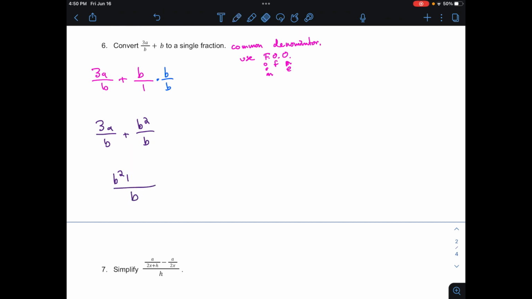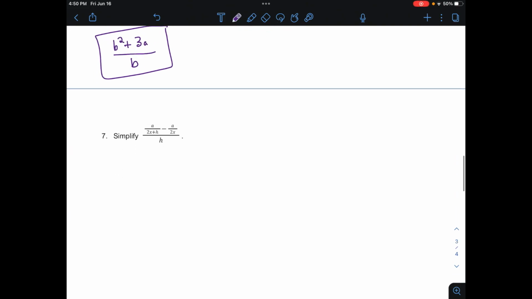That 3a looks like a b, so let's do that a little better. Close it off, call it a day. Single fraction. So for a common denominator for single fractions, use a form of 1. Oftentimes it'll be more complicated, but this is the basic idea.